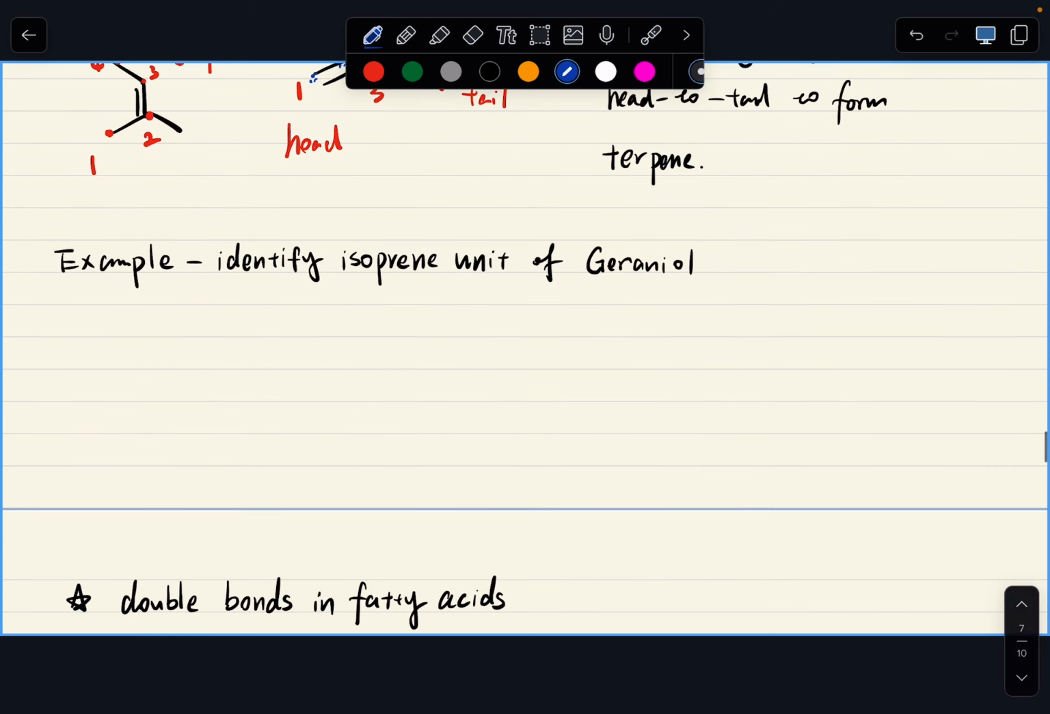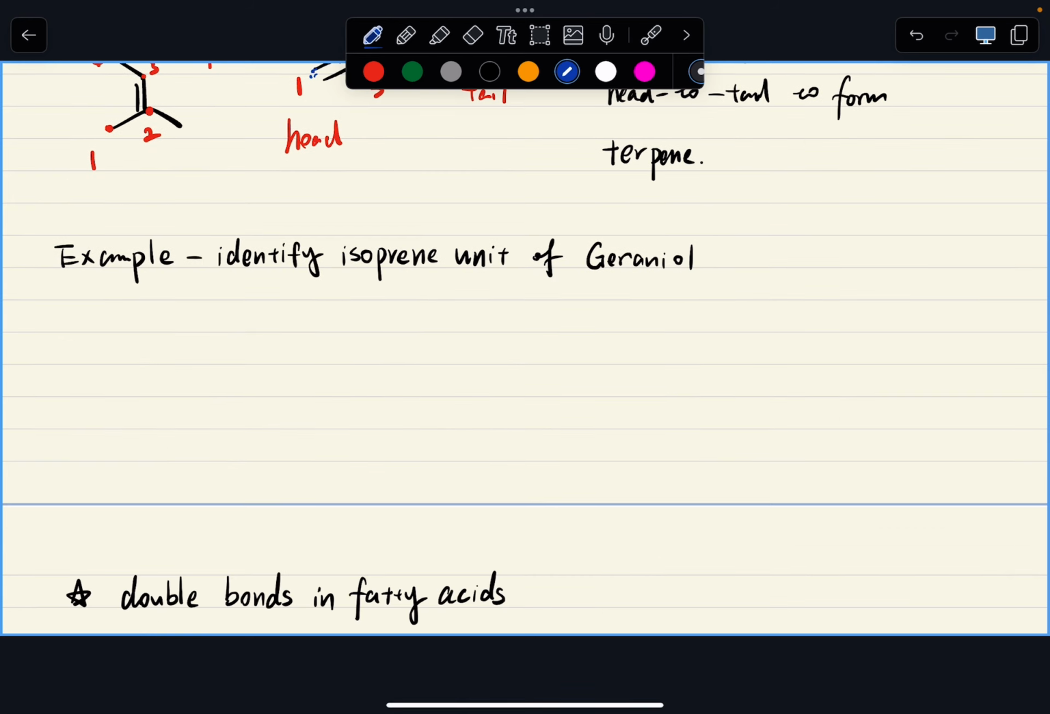Let's look at one example together, all right? So let's say I'm giving you a terpene with the following structure.